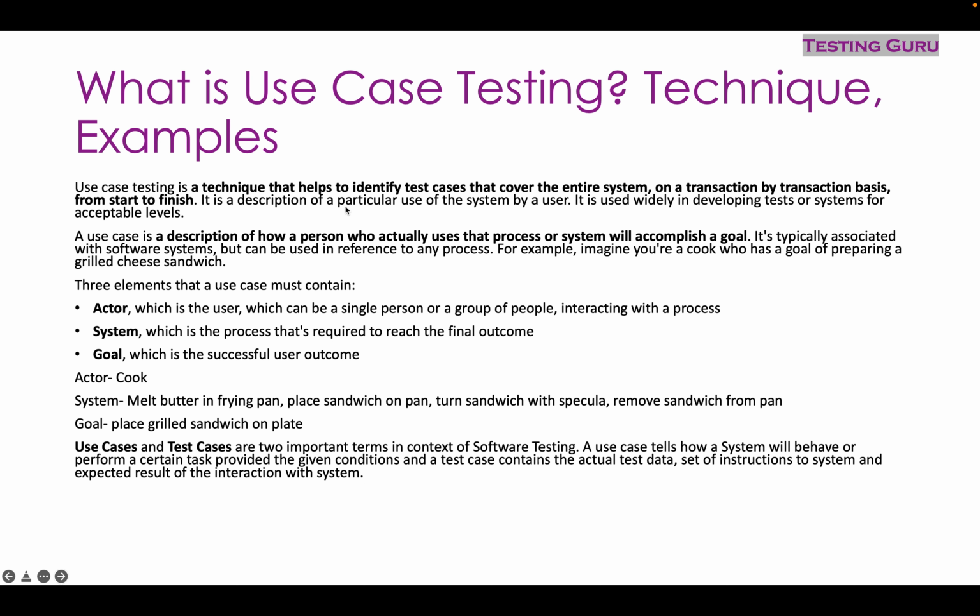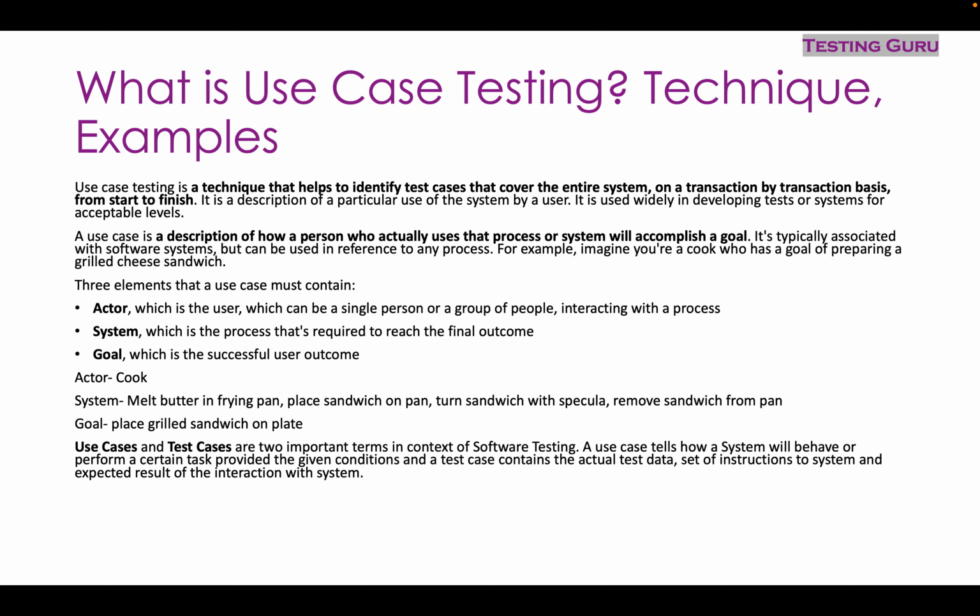It is a description of the particular use of the system by the user. It describes how the user will use the system, and that will be defined in the use case. It is used widely in developing tests for a system for acceptable levels. A use case is a description of how a person who uses the process or a system will accomplish a goal. The main purpose is how users will be using that application or system; those cases will be written as use cases. It's typically associated with software systems, but can be used with reference to any process.